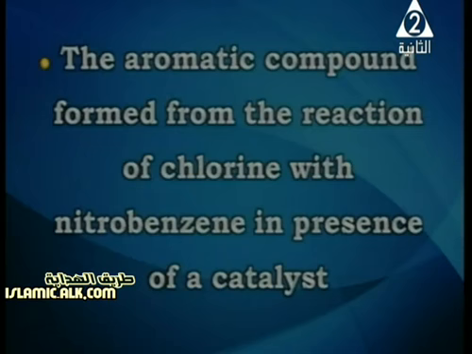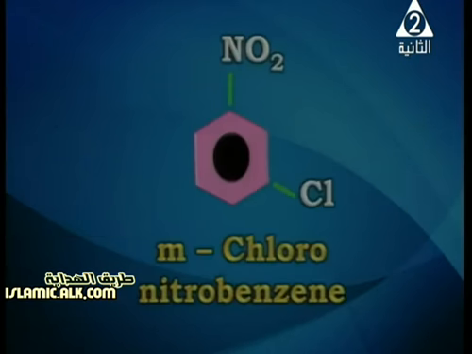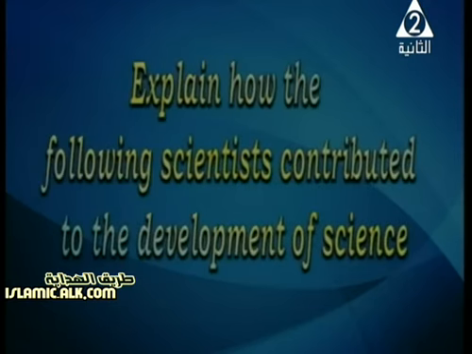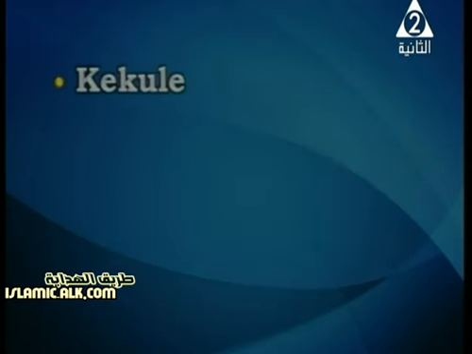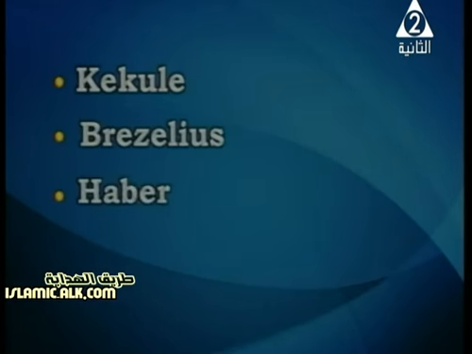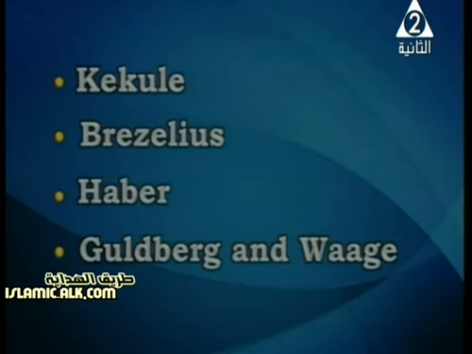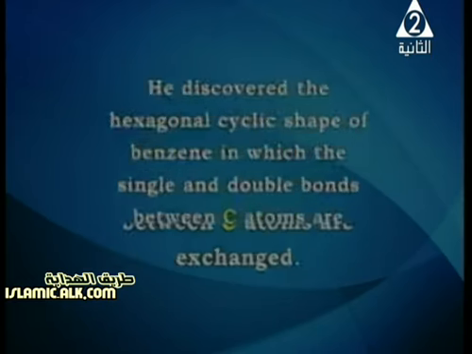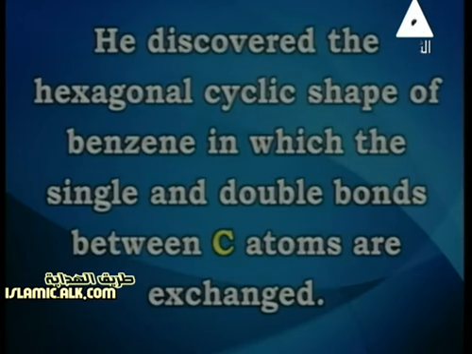The aromatic compound formed from the reaction of chlorine with nitrobenzene in the presence of catalyst. If you think about it, it will be metachloronitrobenzene. Next type of question, my dear student: explain how the following scientists contributed to the development of science. Kekule, Berzelius, Haber, Guldberg, and Waage. Kekule discovered the hexagonal cyclic shape of benzene, in which the single and double bonds between the carbon atoms are exchanged.